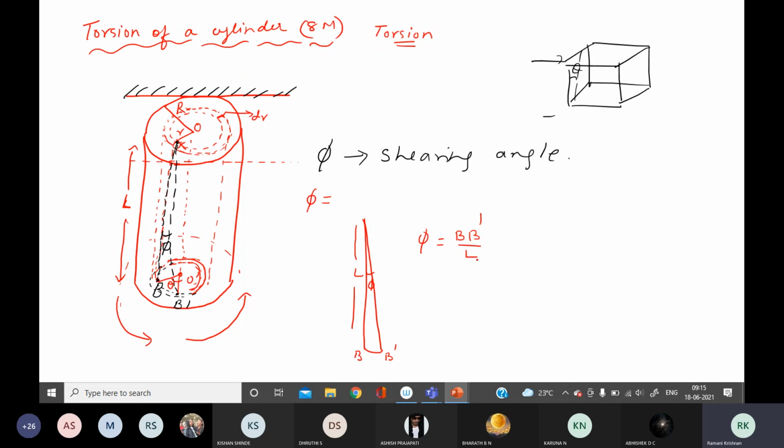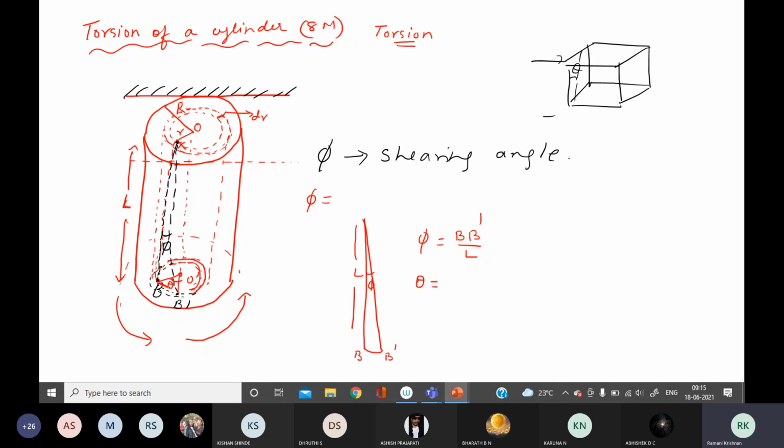Now see, because of that, what has happened to the lower end also? B has shifted to B dash. So I have here theta. Now tell me what is theta? Theta is the angle through which the lower end has got twisted. Phi is the angle through which the upper layer is showing the displacement. Same way, theta is what?